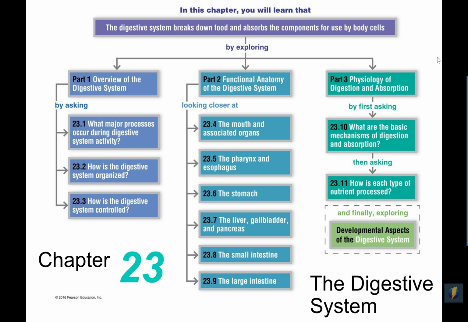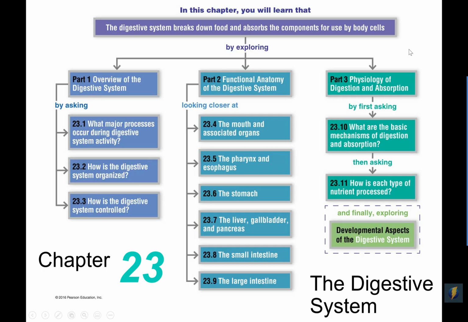Welcome students back to chapter 23 on the digestive system. Now that you've had a little overview of the GI tract, we're going to talk a little bit more about the functional anatomy of the digestive system, so a little bit more in detail about what goes on in each of the organs of the GI tract, as well as some of those accessory organs.